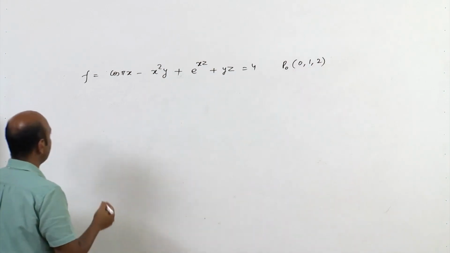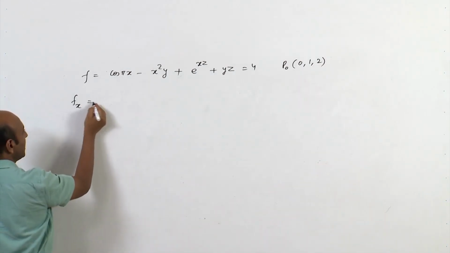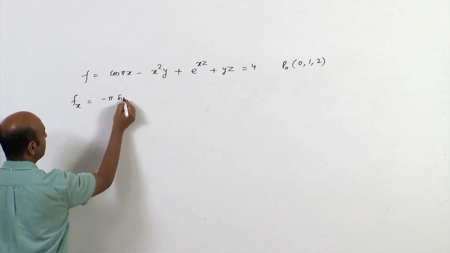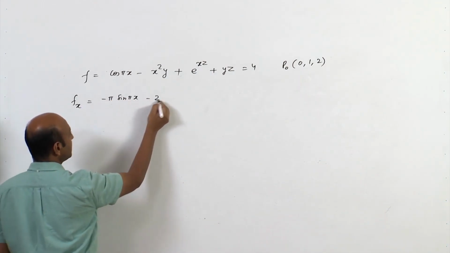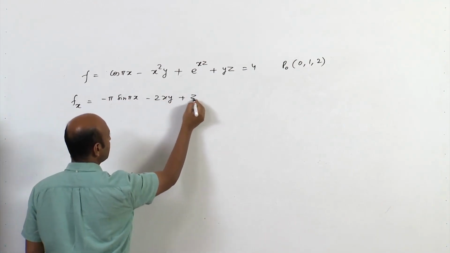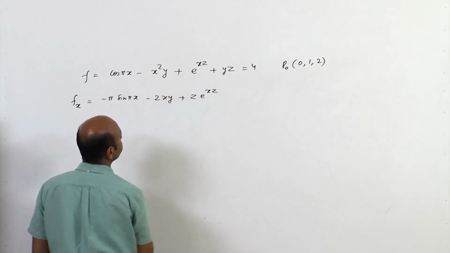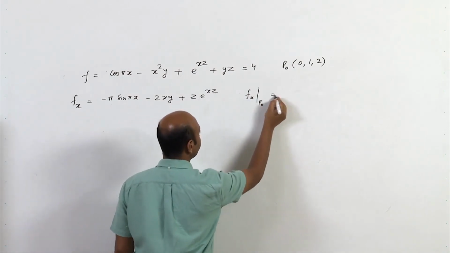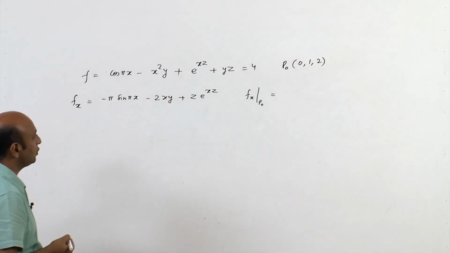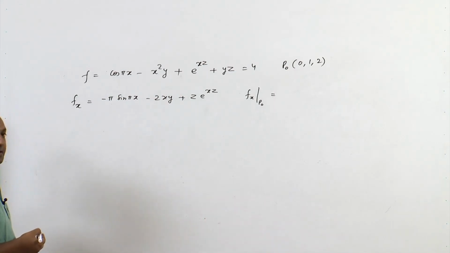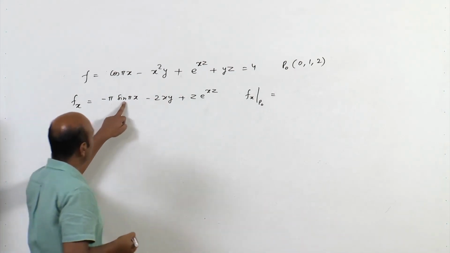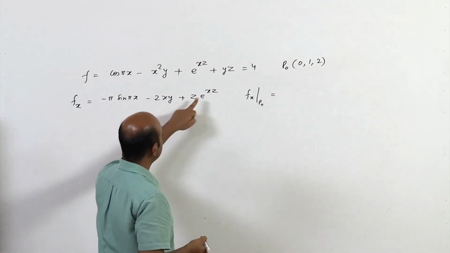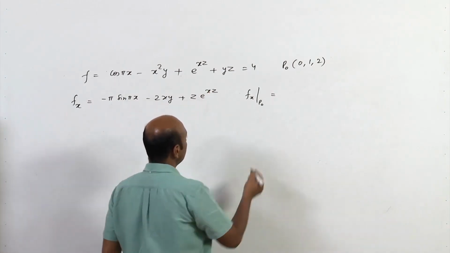So, first we will find fx. What will be fx? Fx is minus pi sin pi x minus 2xy plus z times e raised to power xz, and fx at point P naught will be, when you substitute x as 0, y as 1 and z as 2. So, this is 0, this is 0 and this will be 1 and z is 2. So, it is 2.